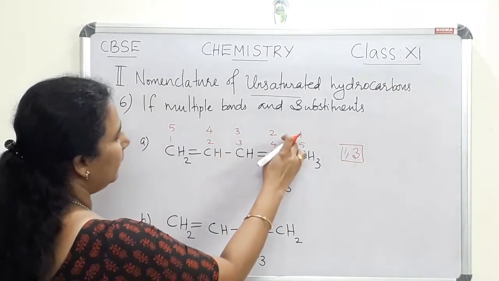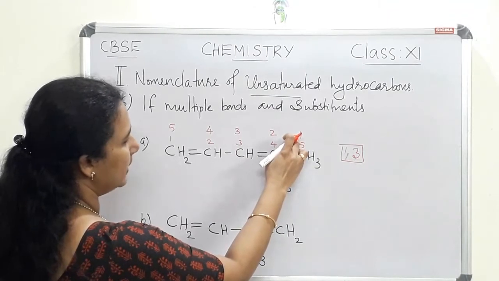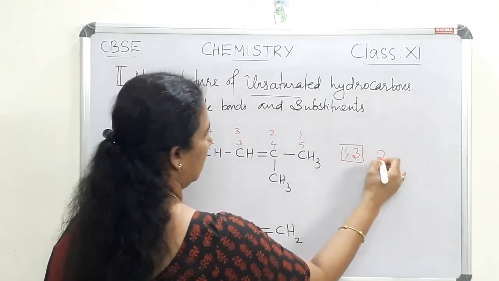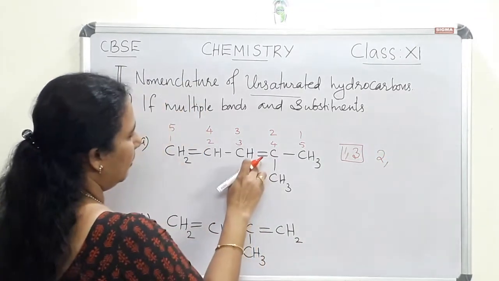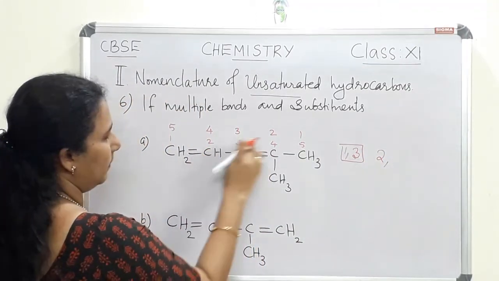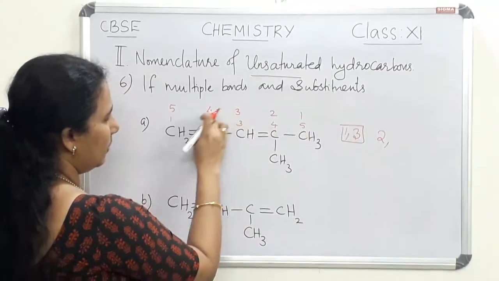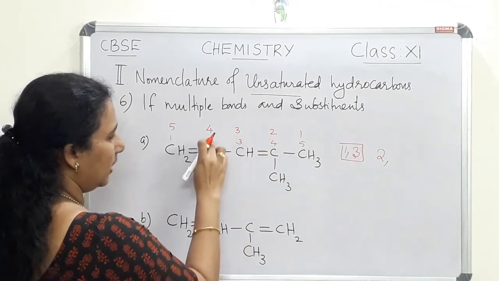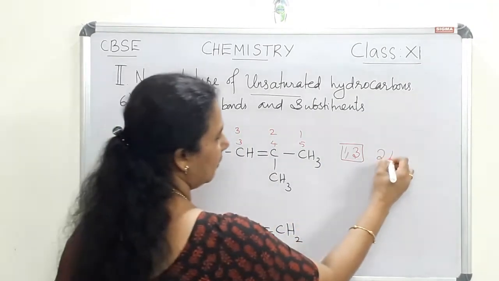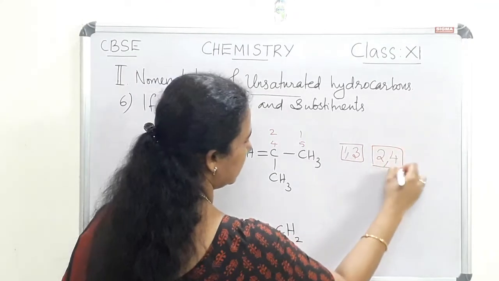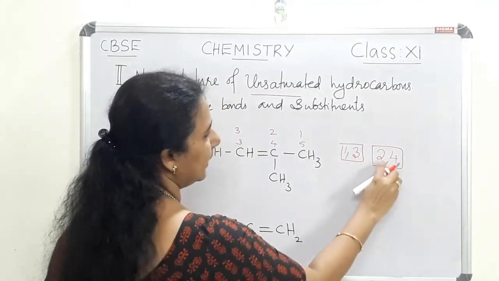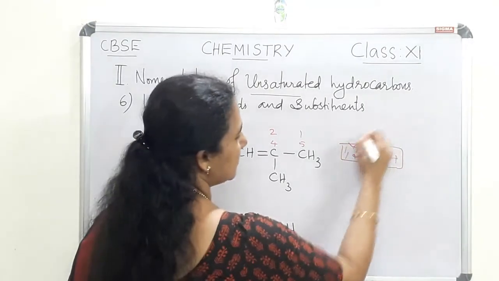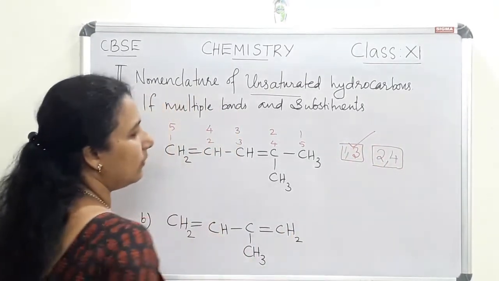So if you are numbering from right to left, we can see that the second carbon has the multiple bond, then comes the fourth carbon. So if it is from right to left, the second carbon has a multiple bond, then comes the fourth carbon. So that fourth carbon also has the multiple bond. So the sets of locants are 1, 3 and 2, 4. So compare these two locants and we can see that this one is the lowest set of locants.